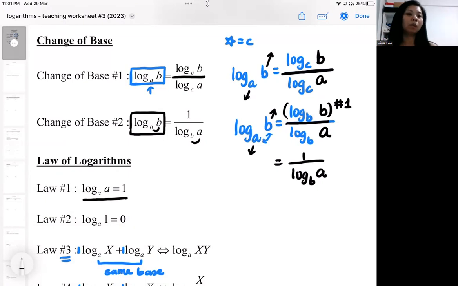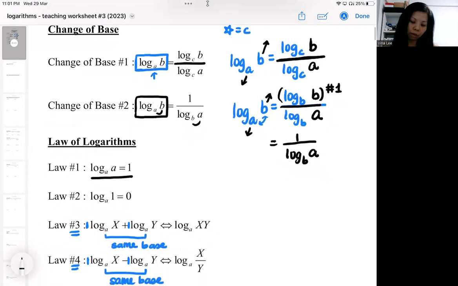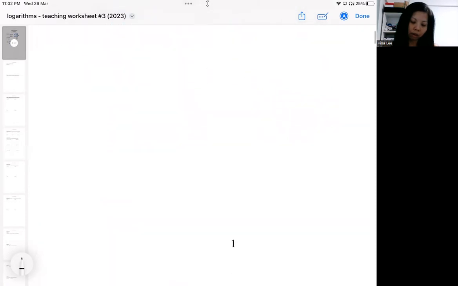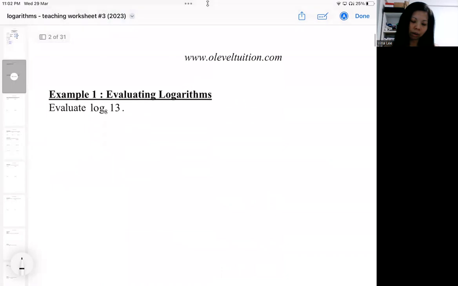Generally we'll use formula number 1, which can change to any base that you like. Formula number 2 is more for when you want to swap the position. I will usually call the change of base the heaven and earth formula. The heaven and earth formula also helps you to punch the calculator. Let me show you an example.